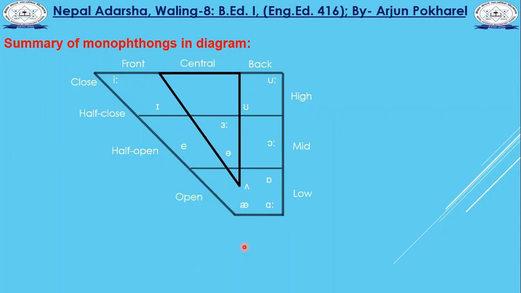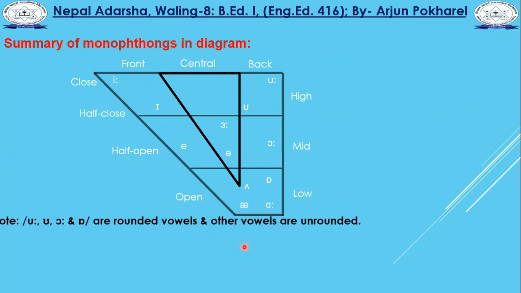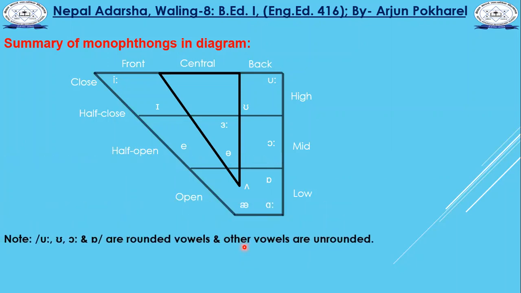These are the different ways of describing monophthongs as well. Now here, note, in note form you can write: this U, U, O, and O.